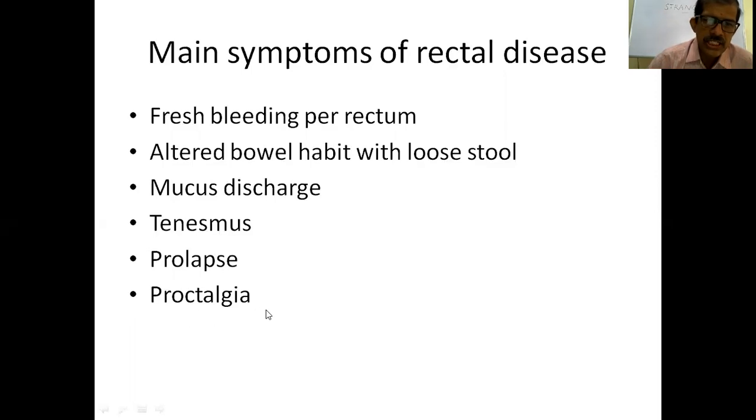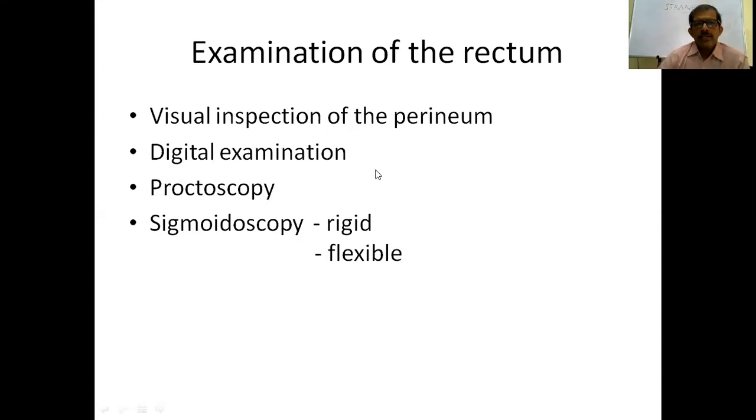Then proctalgia. Some patients, particularly those who are having psychological problems, may have what is called proctalgia, intense pain, or otherwise called proctodynia, similar to coccydynia. So these are the symptoms of rectal disease, but the most important being the fresh bleeding.